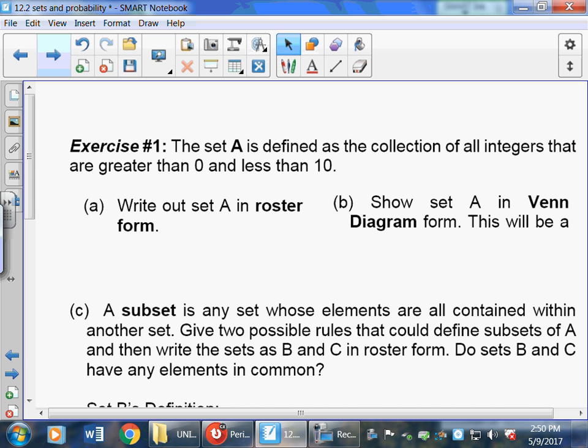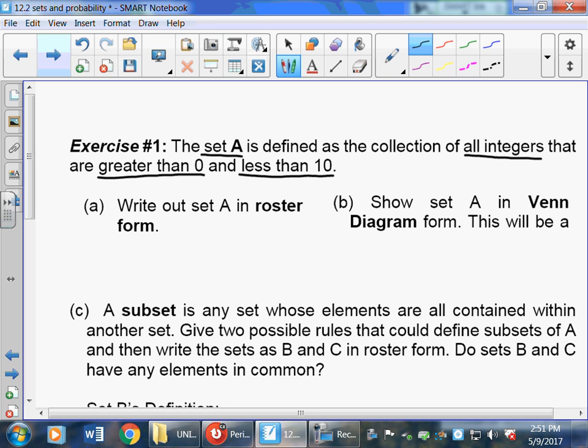So, exercise 1. The set A is defined as the collection of all integers that are greater than 0 and less than 10. Remember we're using our active reading strategies. Make sure that when you're doing this, you're thinking about what is an integer. Integers are all numbers that fall on our number line, numbers like 0, 1, 2, -1, -2, and so on in both directions, to the negative and to the positive. And numbers that are greater than 0 means we don't include 0.